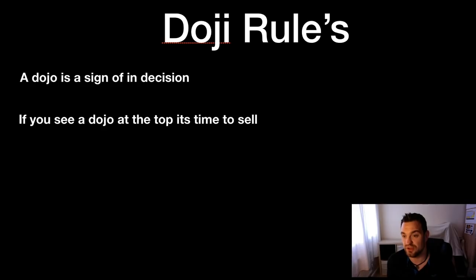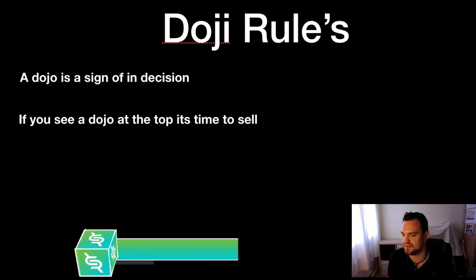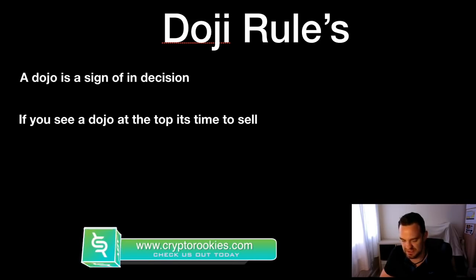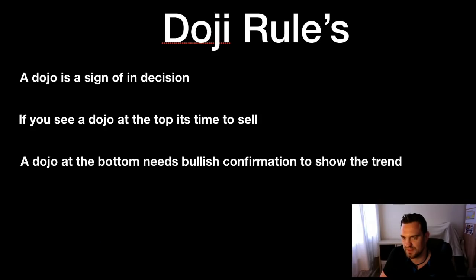If you see a doji at the top, it's definitely a time to sell. I know I said I wasn't going to talk about some advanced stuff now, but here is the rule of thumb. If you see a doji at the top, then it's time to sell. A doji at the bottom needs bullish confirmation to show the trend. So when you see a doji at the bottom, you want to see what the next candle is before you really start to make any decisions.